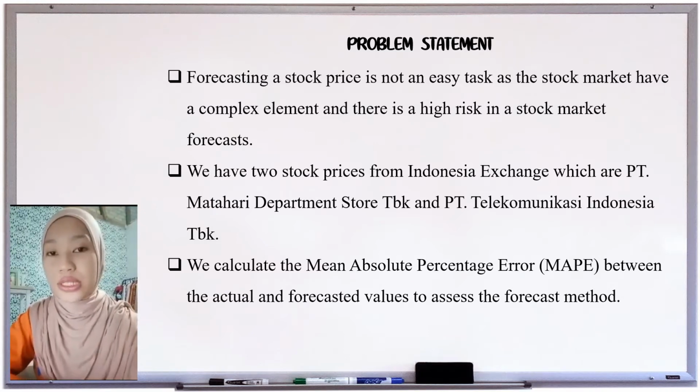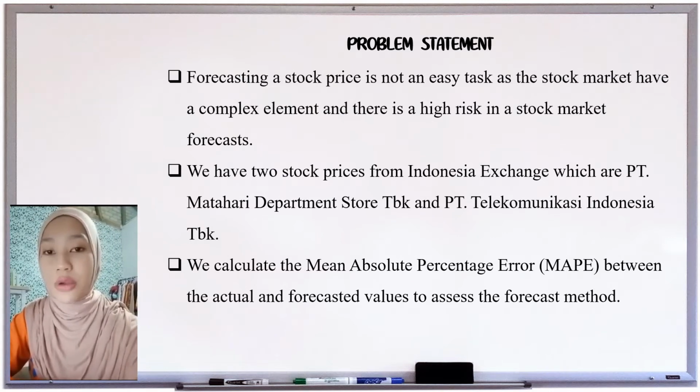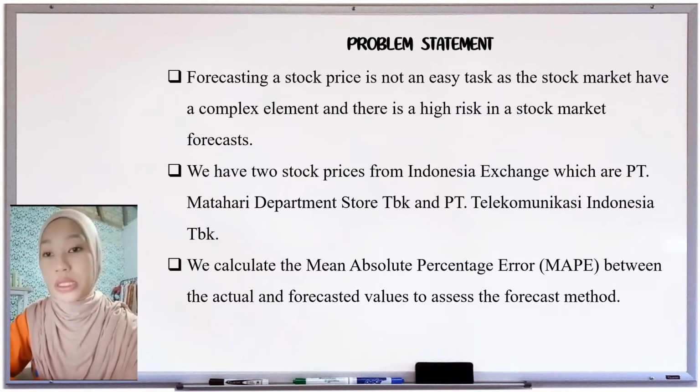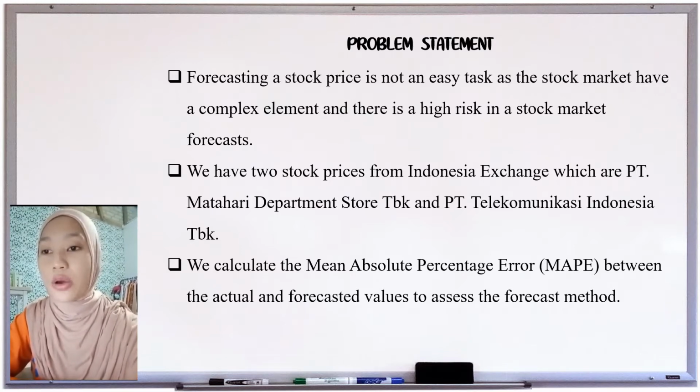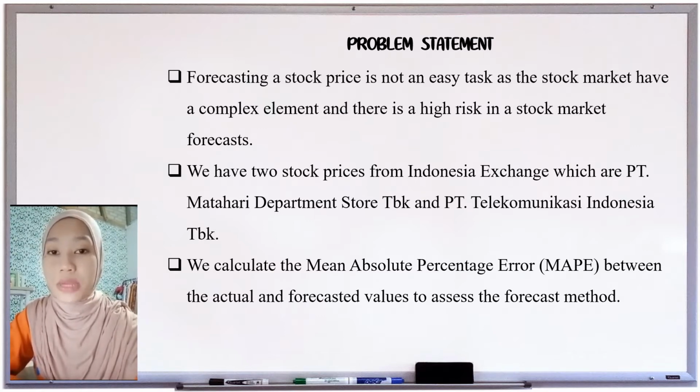We use the multi-dimensional geometric Brownian motion (GBM) method to simulate the portfolio. We have two stock prices from the Indonesia Exchange, which are PT Matahari Department Store TBK and PT Telekomunikasi Indonesia TBK. We calculate the mean absolute percentage error (MAPE) between the actual and forecasted values to assess the forecast method.